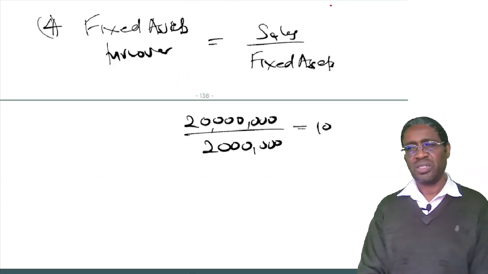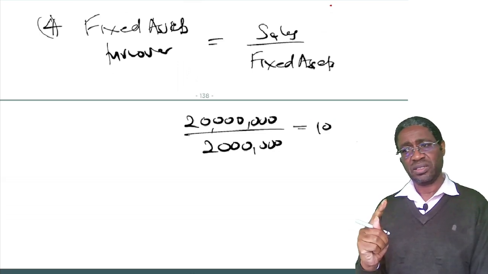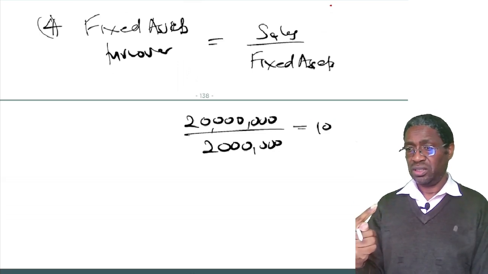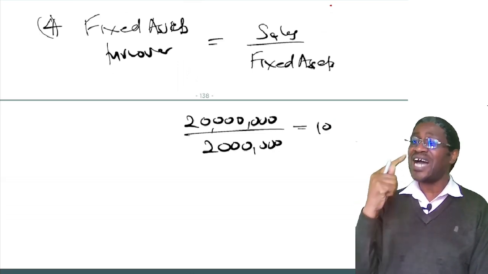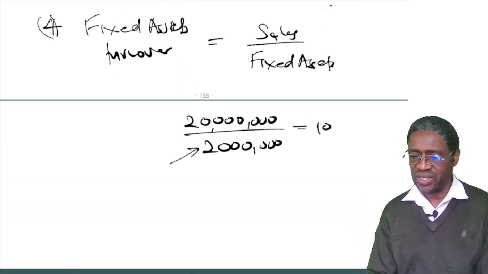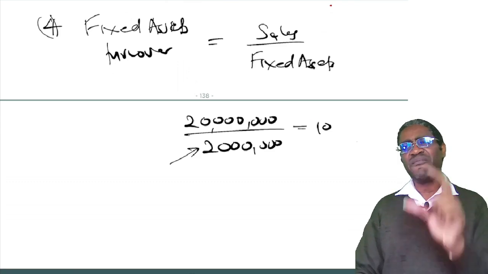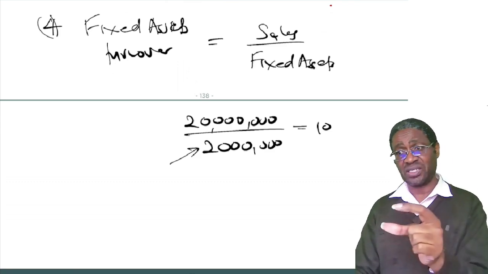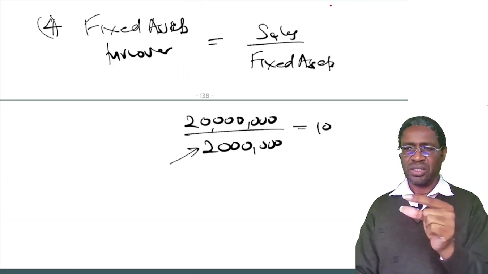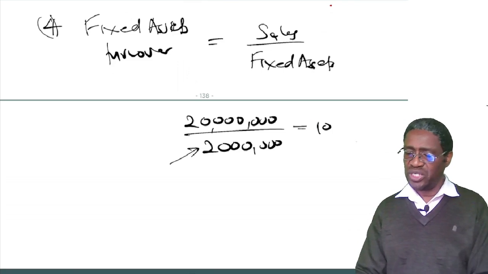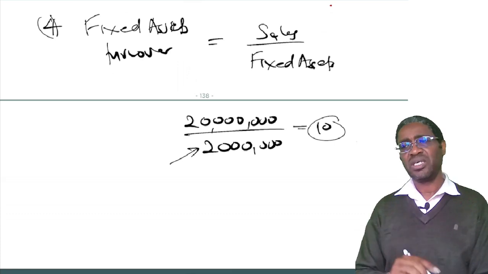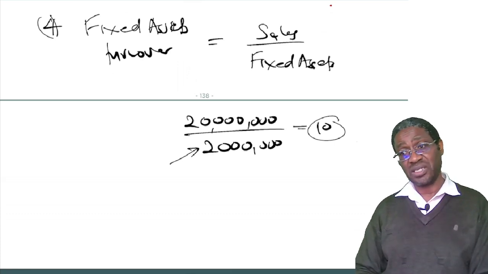Now, this ratio tells me how much you, as a firm, are able to generate as sales from every shilling invested in the fixed assets. From every shilling you have invested in your fixed assets, how much are you able to generate as sales? So in this company, they are able to generate 10 shillings as sales from every shilling invested in fixed assets.